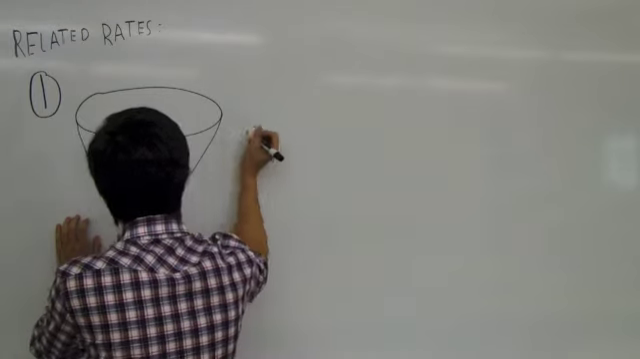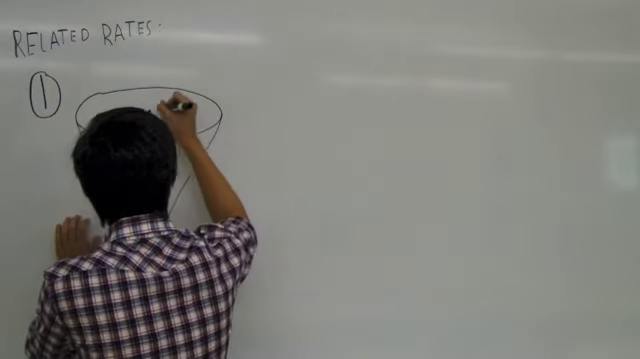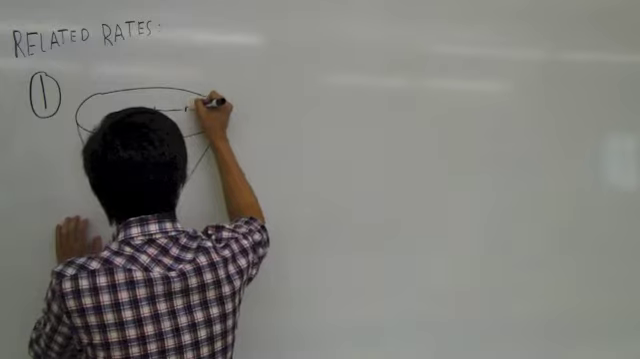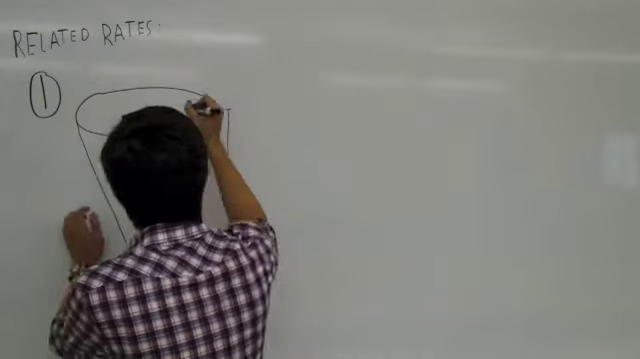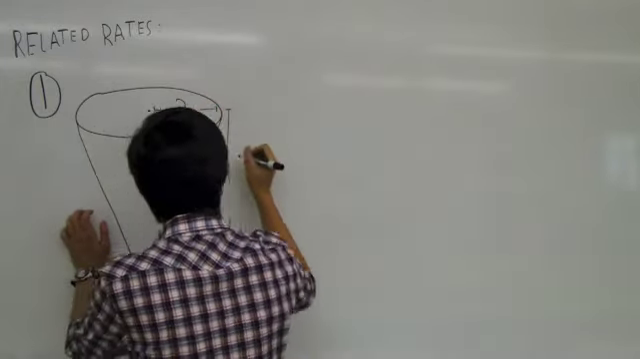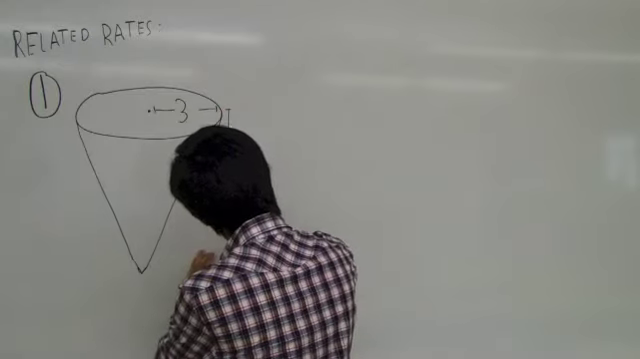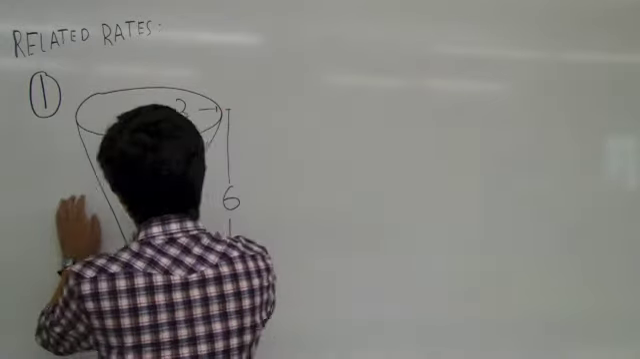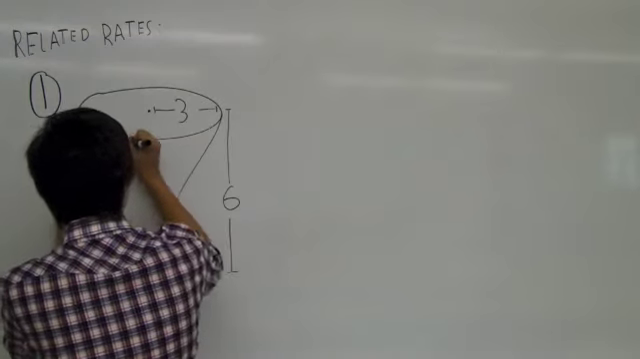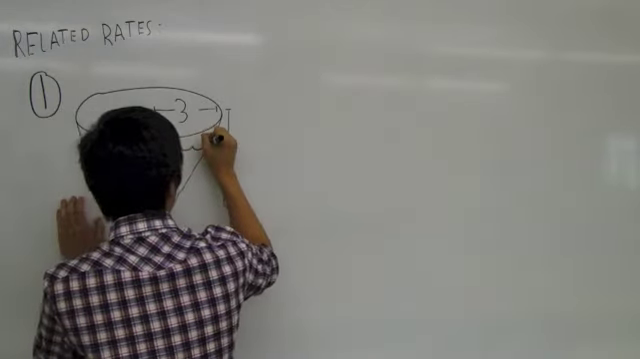This time, we're looking at a cone. Or more precisely, a cup that looks like a cone. The radius of this cone cup is 3 inches, and the height is 6 inches. This is not an empty cup yet. Right now, there's water in it.